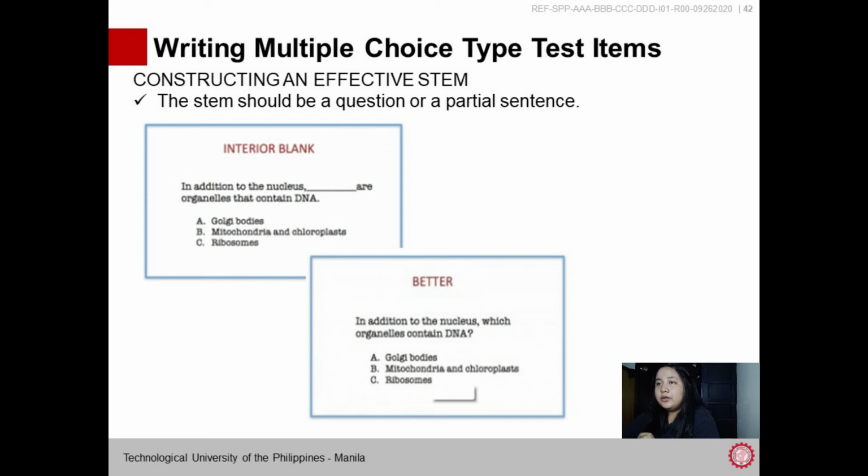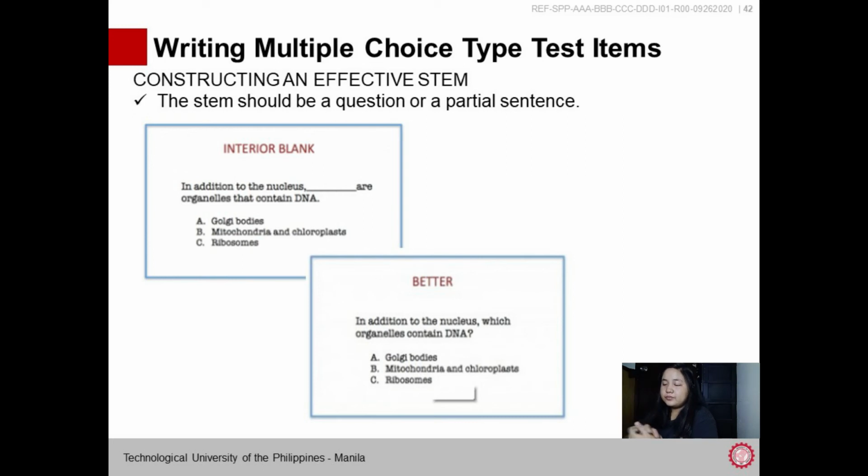So, kapag gagamit ka ng isang buong sentence, tapos gagawin mo siyang blank, ang mangyayari doon, parang magiging completion type test item siya, di ba? So, in a way na multiple choice yung itsura niya. Medyo, ang tawag doon, interior blank kasi nasa loob yung blank niya. So, exterior blank which is ganito: blank is an addition, ganon.